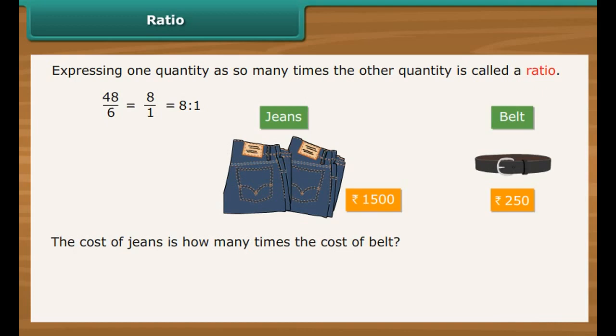To calculate the ratio, first divide 1500 by 250. It is the same as 6 divided by 1. Express it as a ratio, that is 6:1. Therefore, we can say that the pair of jeans is 6 times more costly than the belt. Comparison of quantities and values measured in different units.